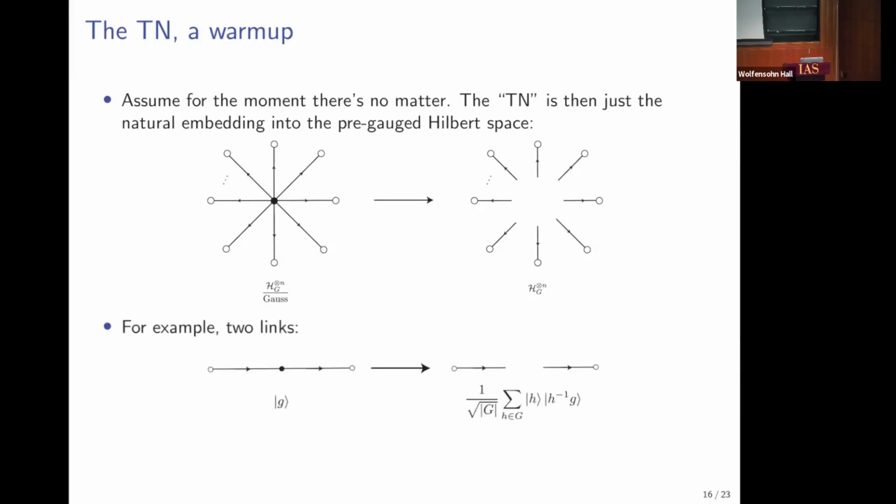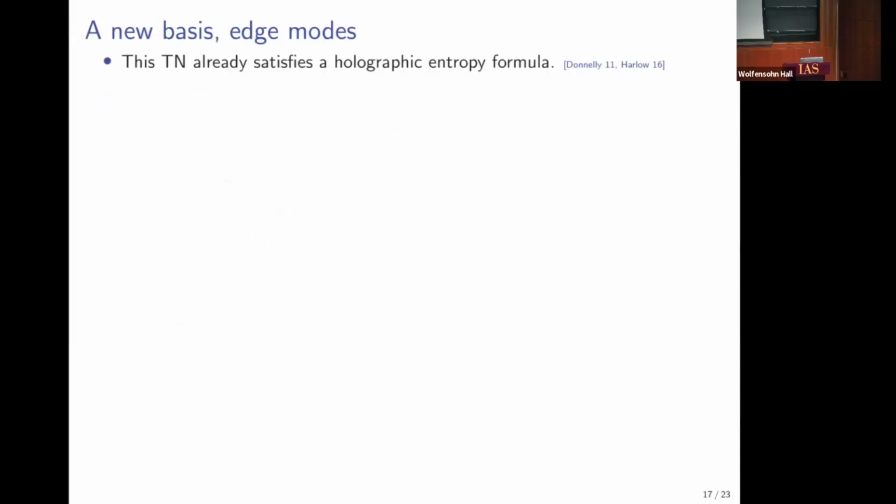What does that mean? Well, for example, if I had two links, this two-link Hilbert space, I might as well describe by this one ket G. The natural embedding into the pre-gauged Hilbert space involves two kets that are entangled in this way. And what's important, I just want to sketch this for you, the details aren't super important, is that this very simple embedding into the pre-gauged Hilbert space already satisfies a version of the holographic entropy formula in sort of a simple way.